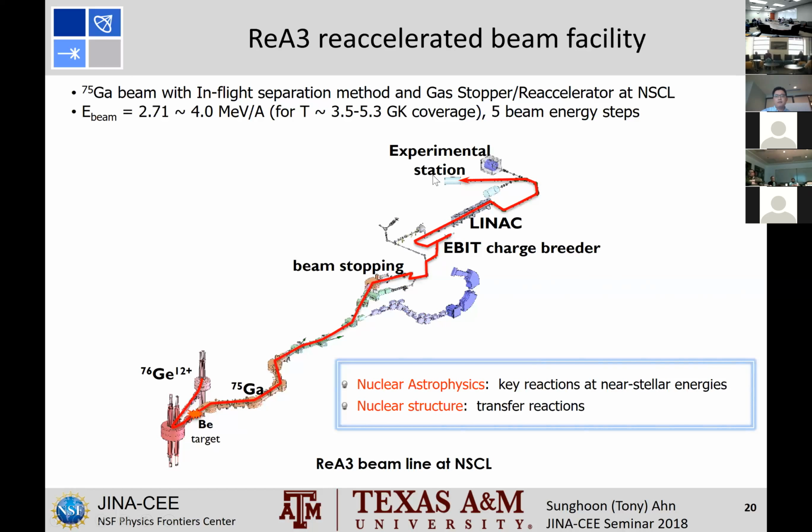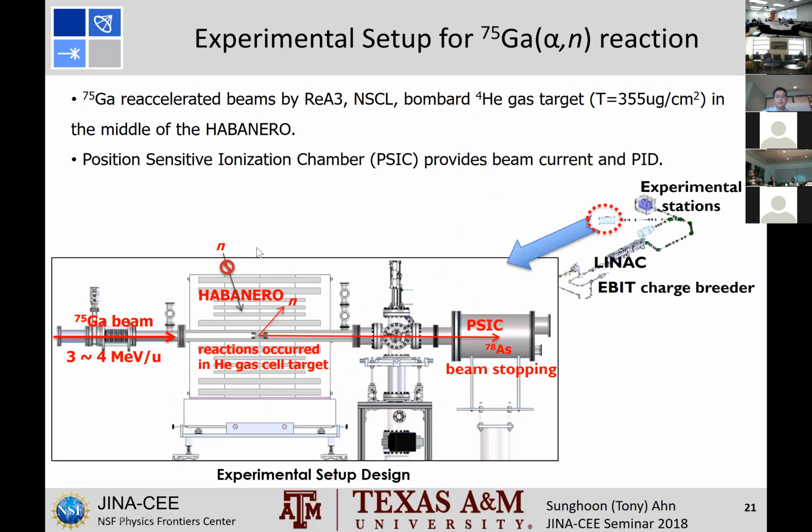We had five beam energy steps between 2.71 and 4 MeV per u, corresponding to the astronomical temperature of 3.5 to 5.3 gigakelvin, which is of our interest.